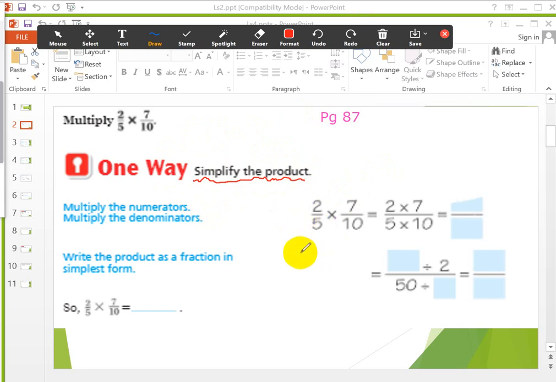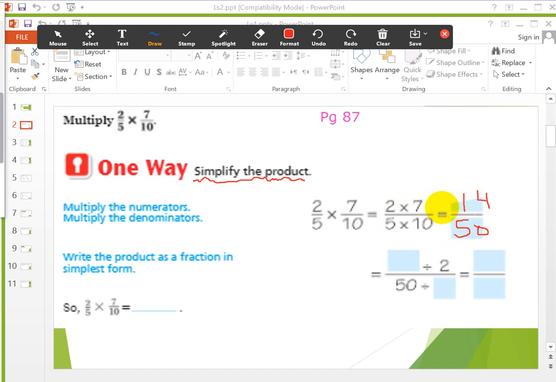If I want to multiply those fractions, and you remember yesterday I told you if you want to multiply two fractions, you have to multiply numerator and denominator. That means 2 multiply 7 equals 14, and 5 multiply 10 equals 50. So the answer for this multiplication will be 14 over 50.